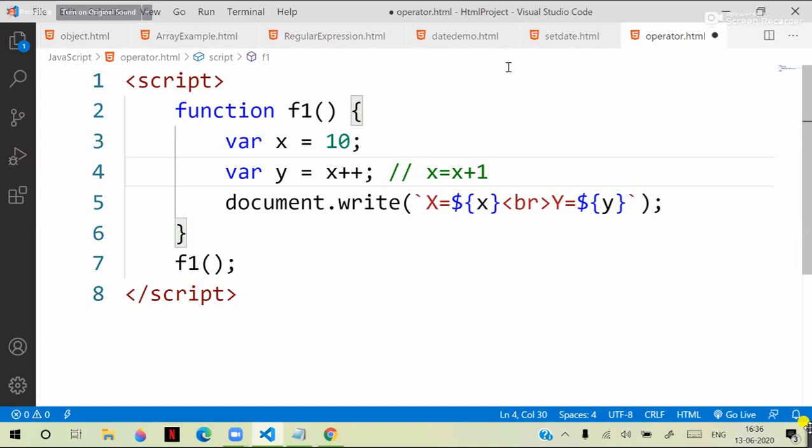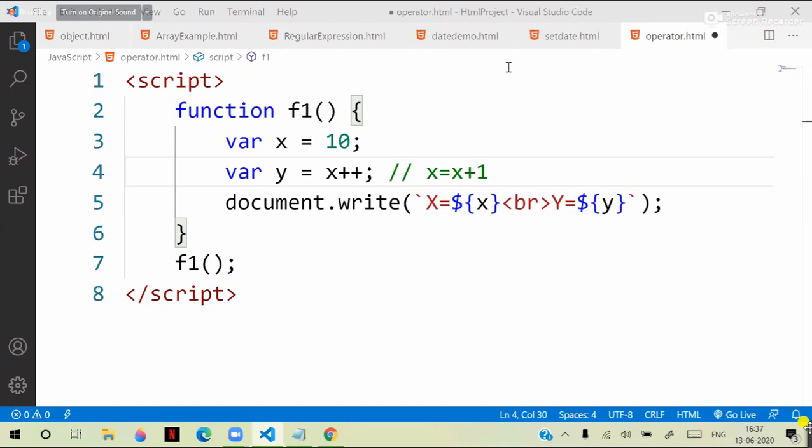What is the value of x and what is the value of y? Finally, when I print, what is the x and y value? You don't need to raise your hand, tell me. X is equal to 10, y equal to 11. So many people will give that.